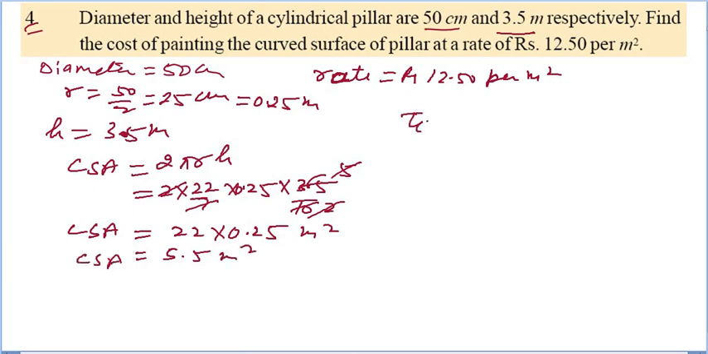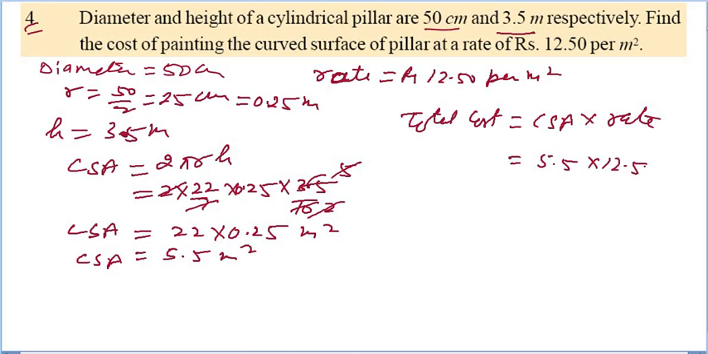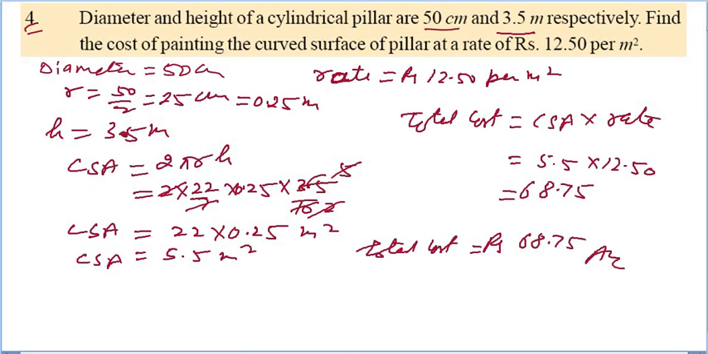Now the total cost is equal to CSA into rate. So CSA is 5.5 and rate is 12.50. So you can multiply to get the rupees. It is 68.75 rupees. So you can say the total cost is rupees 68.75, and that will be your answer. So you can do very well.